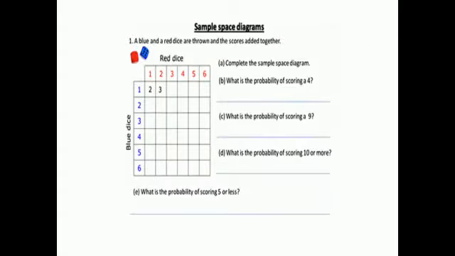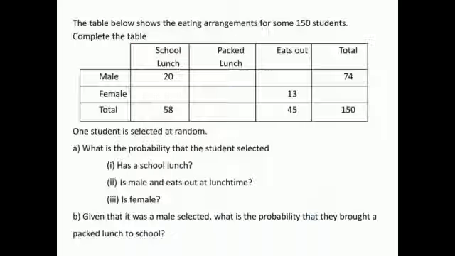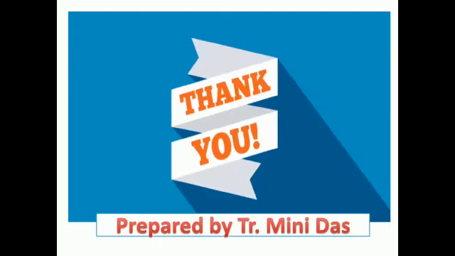Another question, it's a sample space diagram. 2 dice, red and blue. Complete the table and then complete the questions. We have already done the same kind of sample space diagram. Look at that, then you can complete this. The next one is also a table. You can complete the table and the remaining questions. These are also 2 questions for you to practice.